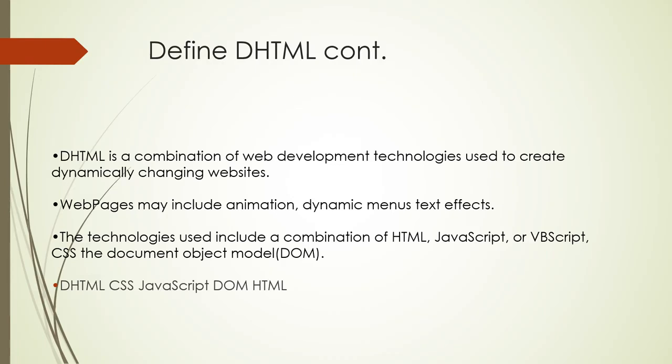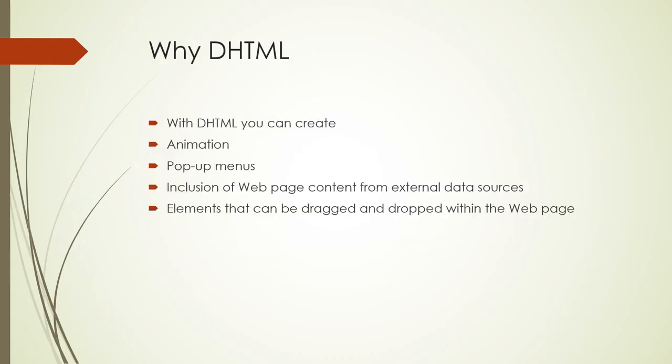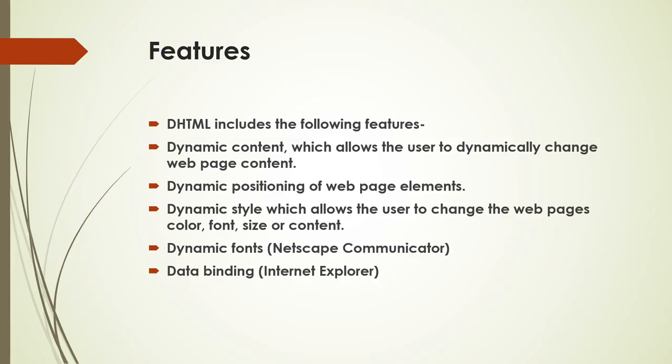So in DHTML, we can say CSS, JavaScript, DOM, HTML. Why DHTML? With DHTML, you can create animation, pop-up menus, web page content, and external data sources. Elements can be dragged and dropped with the help of various features of DHTML. You can dynamically change web page contents and position web page elements, letting the user change the web page's color, font size, and content, which is not possible in HTML. For dynamic fonts we use Netscape Communicator, and dynamic binding also.